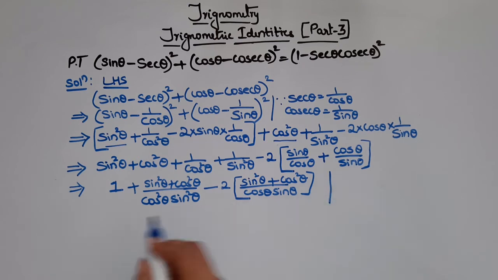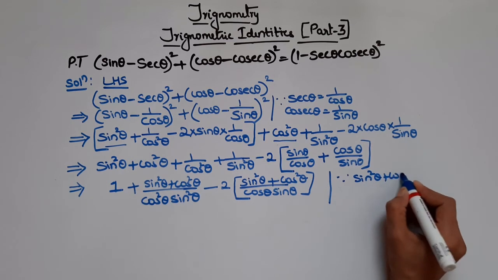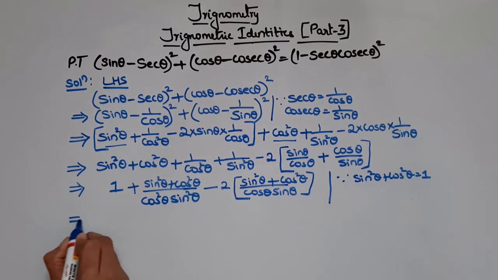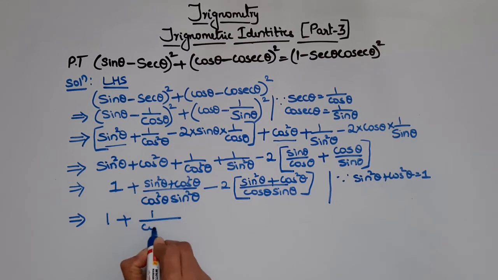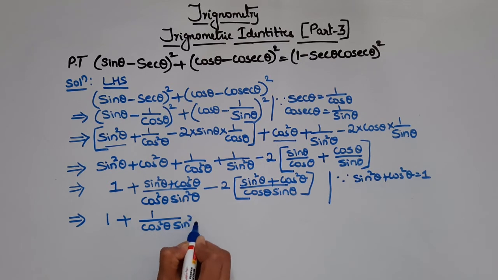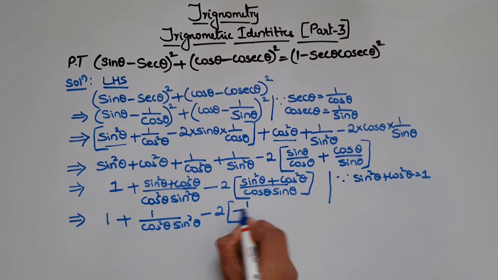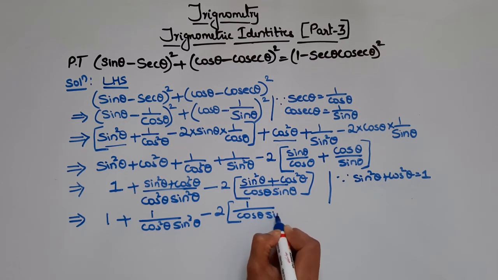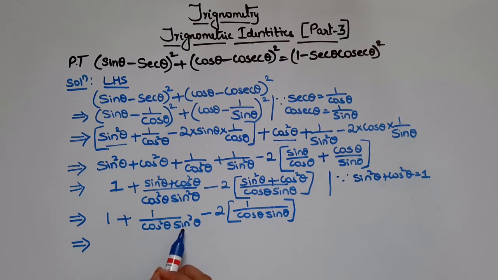right? Here why did we write 1? Since we know sin square theta plus cos square theta is equal to 1. So this implies 1 plus sin square theta plus cos square theta is 1 by cos square theta into sin square theta minus 2 into sin square theta plus cos square theta is 1 by cos theta into sin theta, right? So this implies, so now if you see this is of the form a square plus b square minus 2ab. Agreed? Here A is 1 and B is 1 by cos theta into sin theta, right?